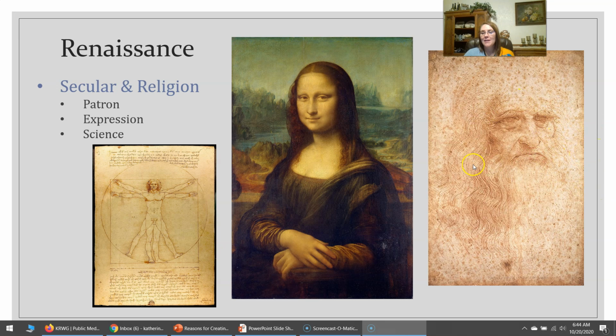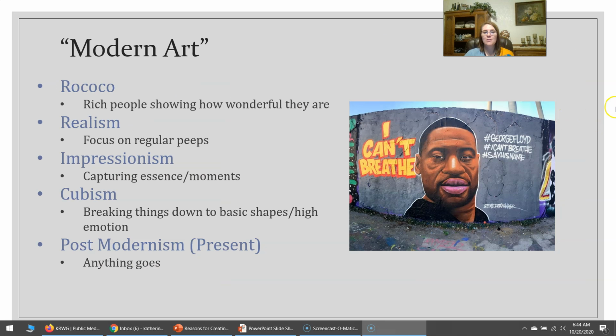But here is a self-portrait of da Vinci. He drew a lot of things. He was really into science, and he drew a lot of science-related things as well. And then, of course, the only reason to draw a self-portrait, when nobody's commissioning you to make it, is self-expression. You're making it because you want to. You want to say something about yourself.